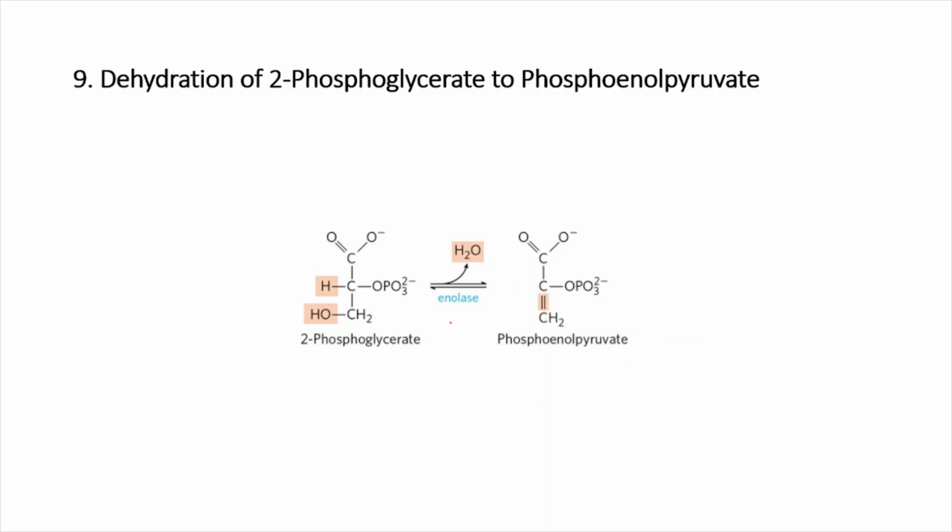So the second last step is the dehydration of 2-phosphoglycerate to phosphoenolpyruvate. Here what happens? This OH group at carbon number 3 and this H at carbon number 2, these two go out as a water molecule, and as a result the double bond forms in between them. This is called phosphoenolpyruvate. Here as you can see, 'en' means a double bond has been formed. So phosphoenolpyruvate.